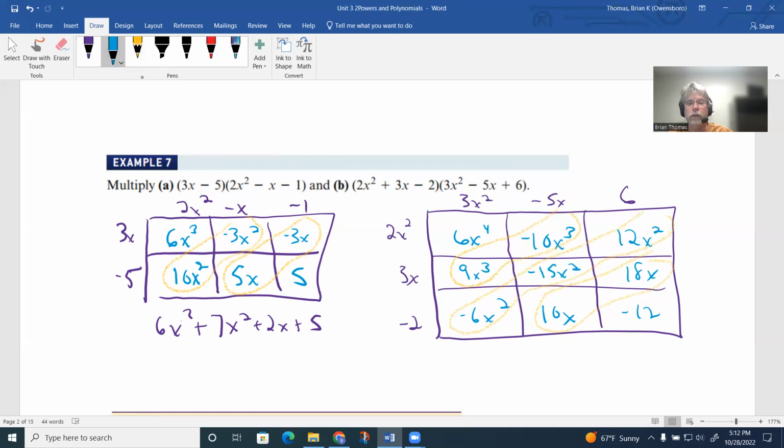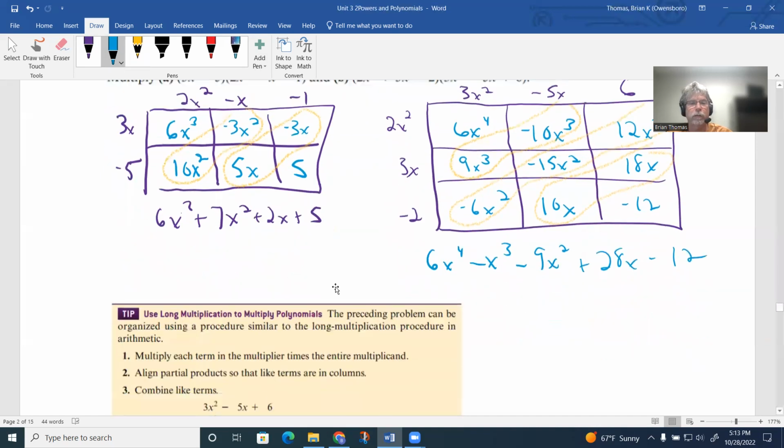So we have then 6x to the 4th, and that looks like a negative 10 plus a 9 would be a negative x cubed. Then we have a 12, and a negative 15 would be a negative 3. A negative 3 and a negative 6 would be a negative 9, negative 9x squared. 18 plus 10 would be 28x. And then the negative 12 would drop in on the end. That helps you do your math in an organized manner.